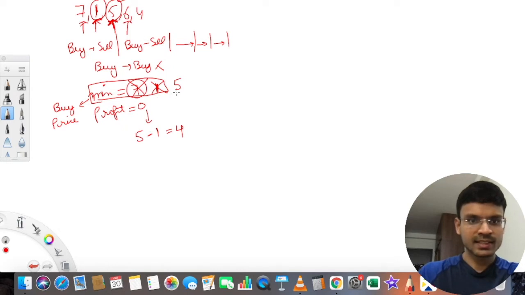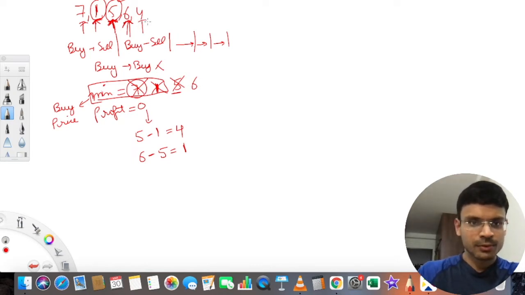Now we go to this index, 6. We observe that 6 is greater than 5, which means we can sell the stock at a price of 6. So the profit would be the current value of the stock minus the minimum value, which is 5. So it will be 1. In this case as well we update the min value. Now it will be 6.